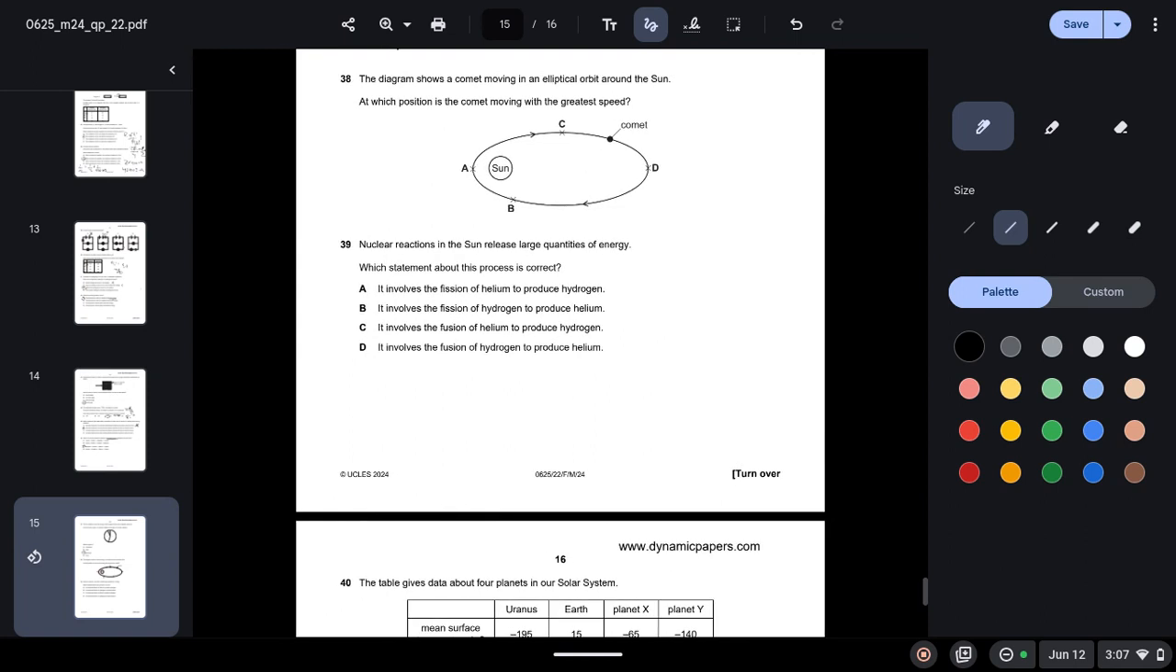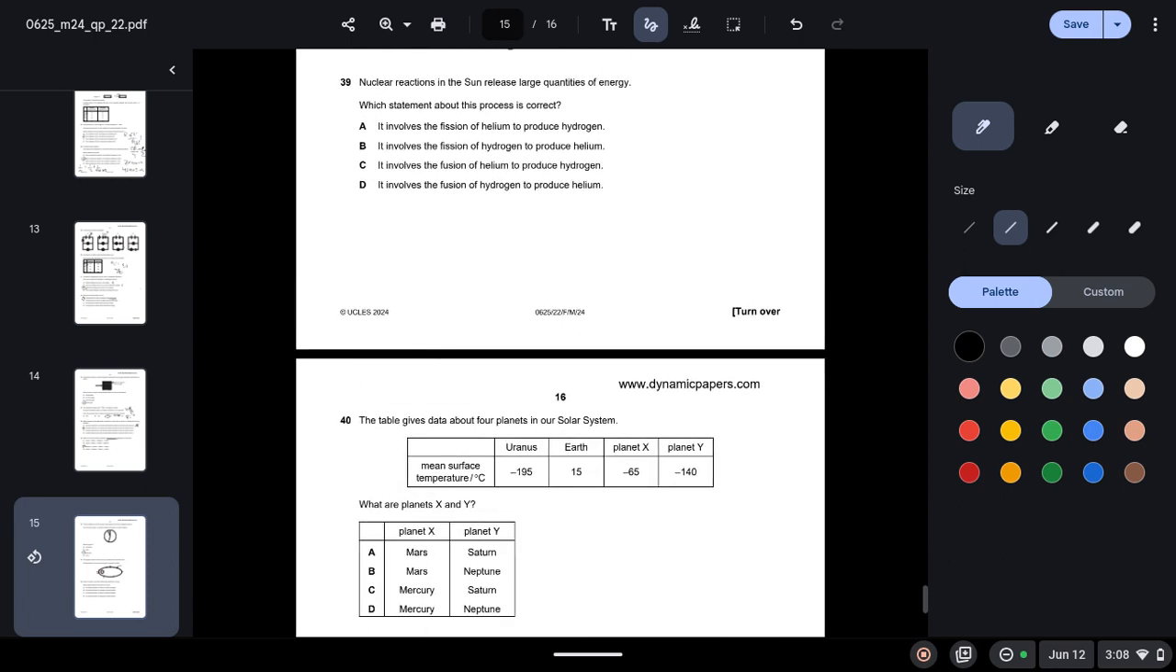38. The diagram shows a comet moving in an elliptical orbit around the sun. At which position is the comet moving with the greatest speed? So they have given us 4 positions. The comet will be moving with the greatest speed at the point where there is strongest gravitational attraction, because the greater the force, the greater the speed, right? So that is at point A, because it is closest to the sun. So there will be a stronger gravitational field.